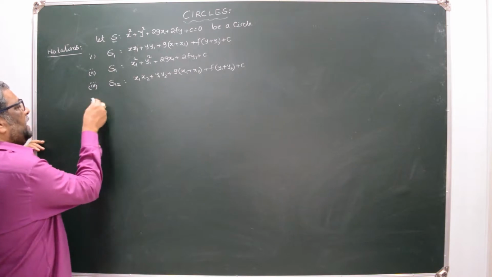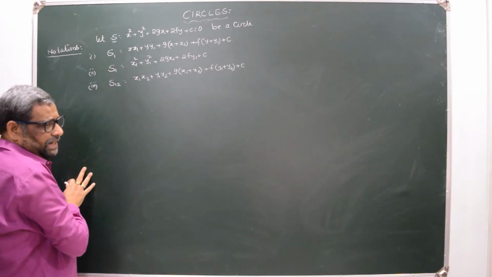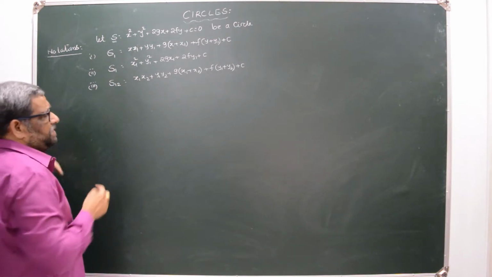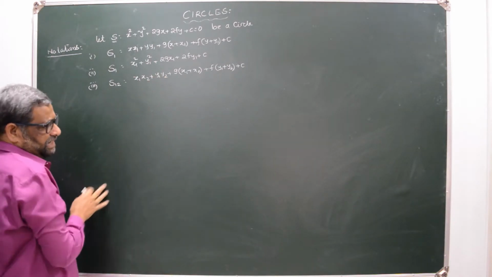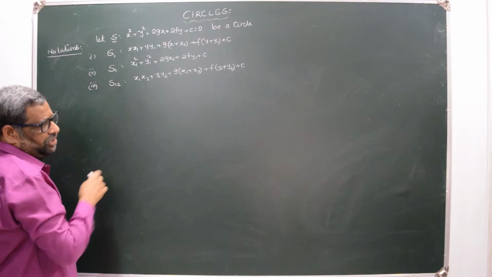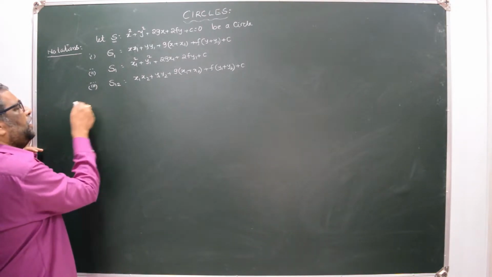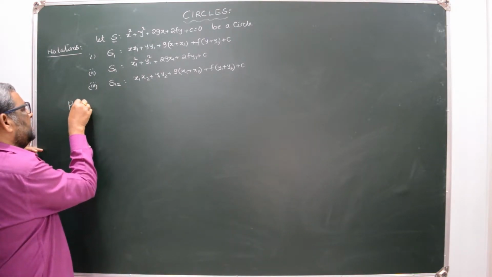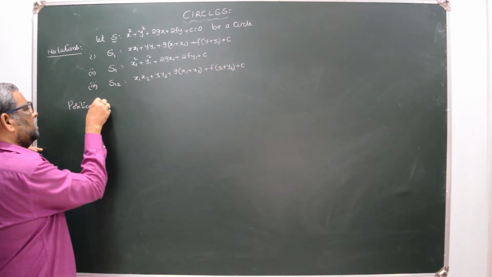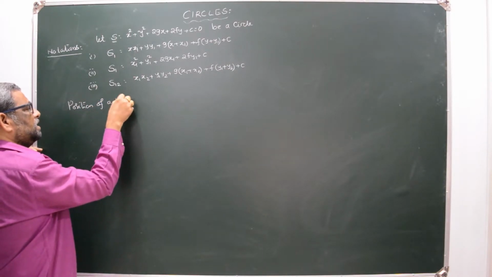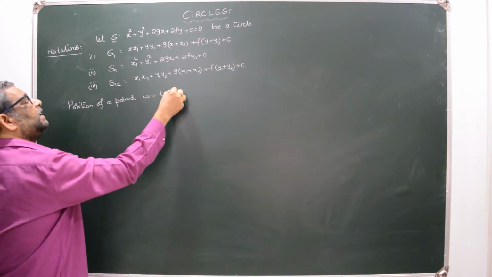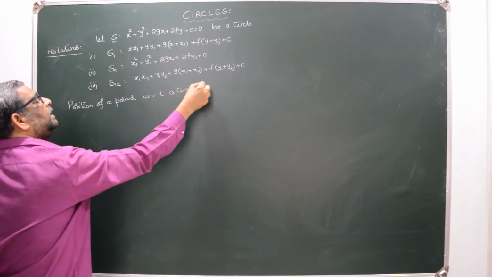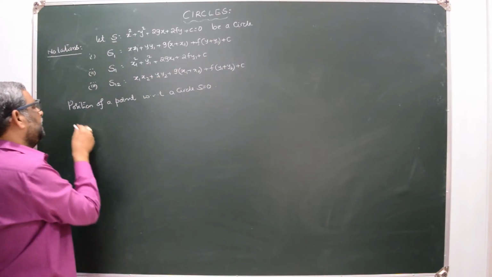Now I will consider a point and a circle and see how the point behaves, whether it is inside the circle, on the circle, or outside the circle. Now, the position of a point with respect to a circle S equal to 0.